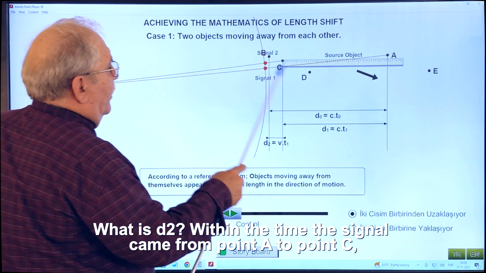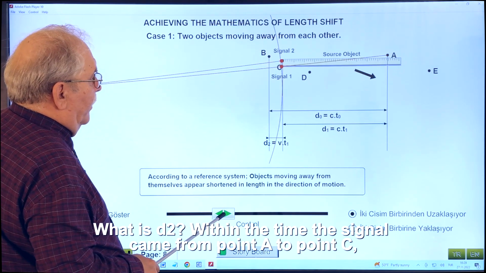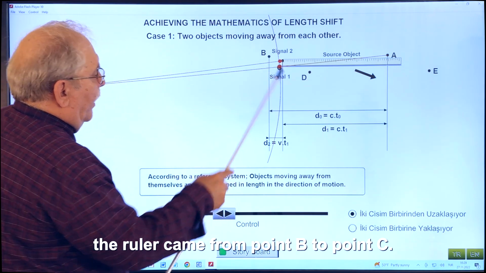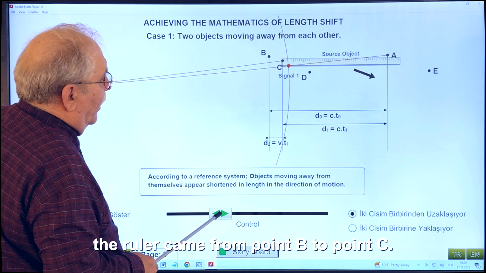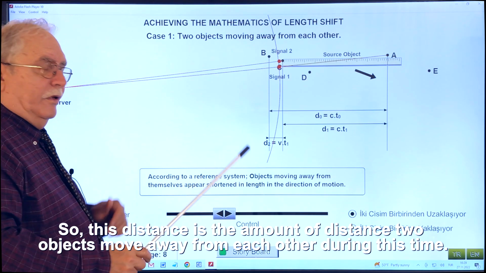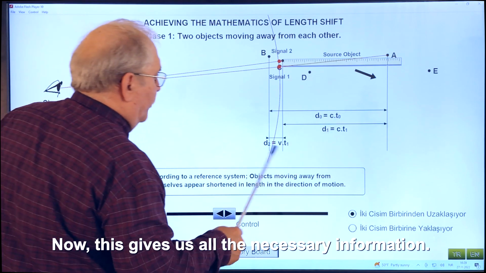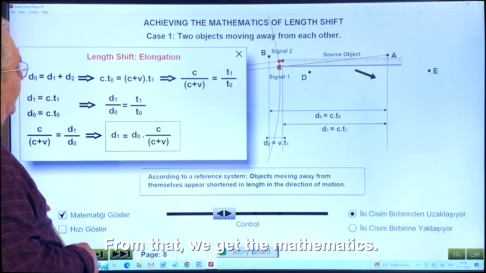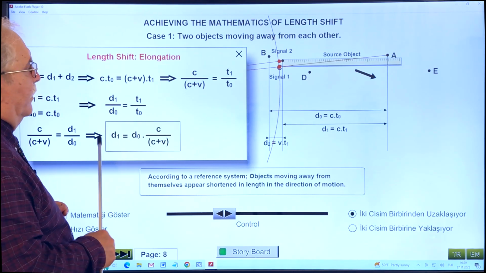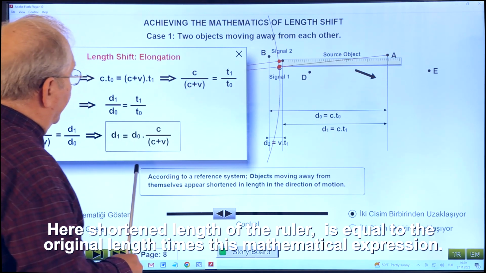What is D2? Within the time the signal came from point A to point C, the ruler came from point B to point C. So, this distance is the amount of distance two objects move away from each other during this time. Now, this gives us all the necessary information. From that, we get the mathematics. Here shortened length of the ruler is equal to the original length times this mathematical expression.